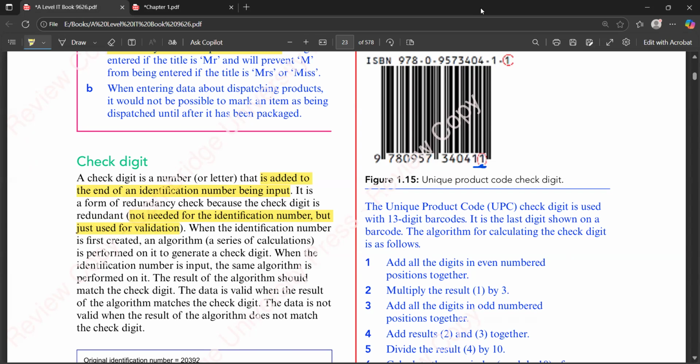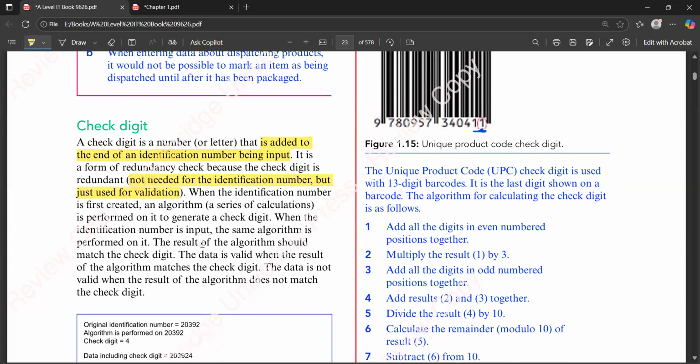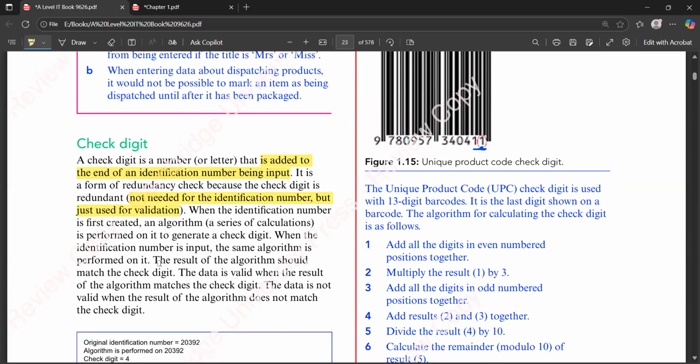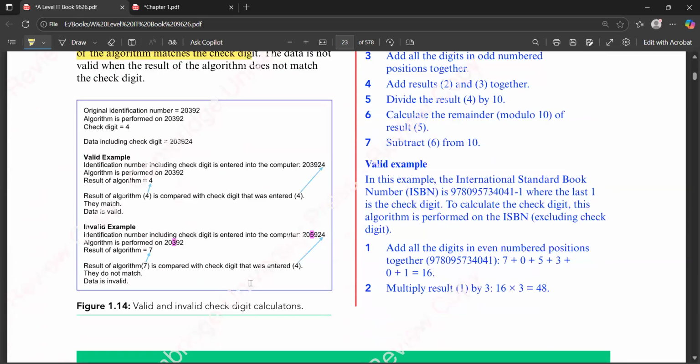This number, which is known as the check digit, is allocated at the end and is used to check whether the number is correct or not. It is generated with the help of an algorithm to make sure that your data is validated. If the result of the algorithm matches the check digit, the data is valid. If not, then the data is invalid.